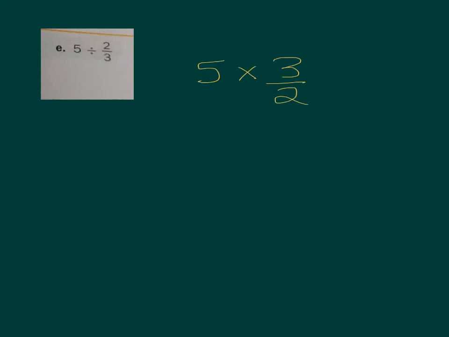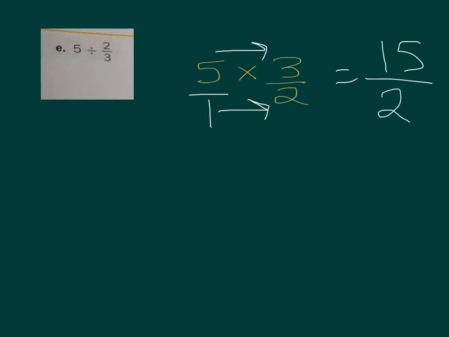Remember, we need to turn the 5 into a fraction, and to do that, we simply put it over 1. Look to see if we can simplify. We can't simplify any of these, so we're going to simply multiply across. 5 times 3 is 15, and 1 times 2 is 2. Now, we have an improper fraction. It needs to be a mixed number. So I'm going to put my 15 on the inside because the top number always goes on the inside, and my 2 on the outside.